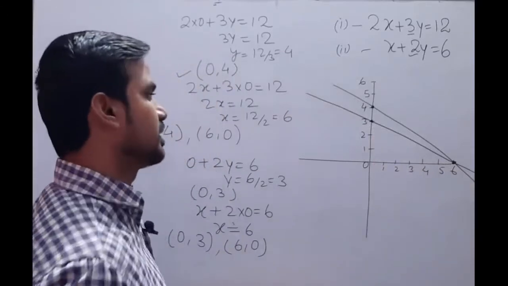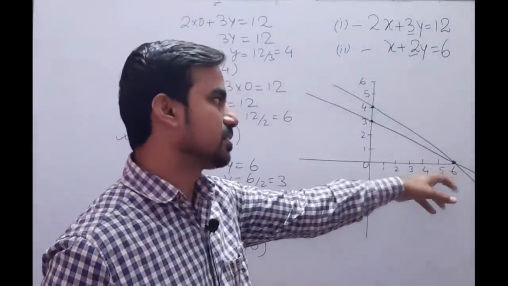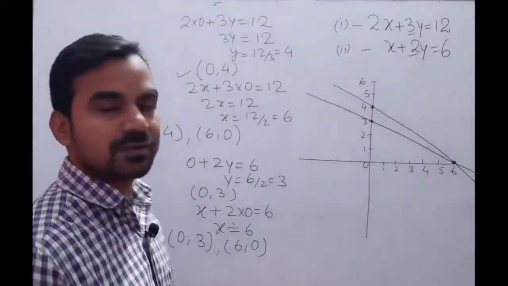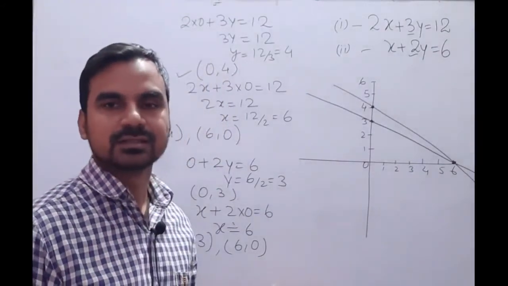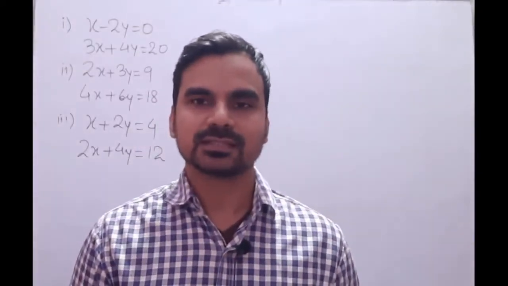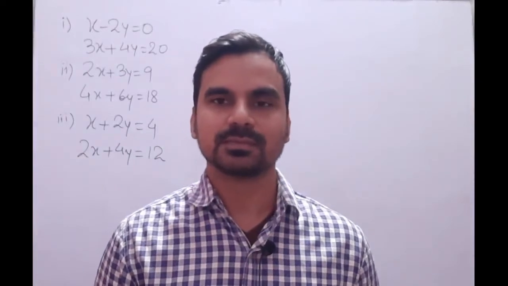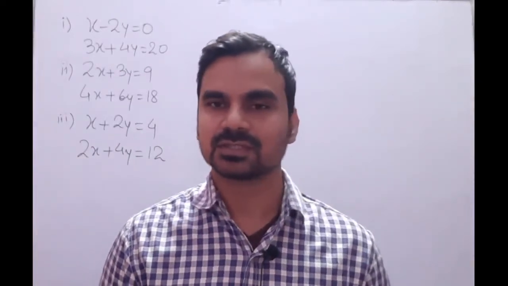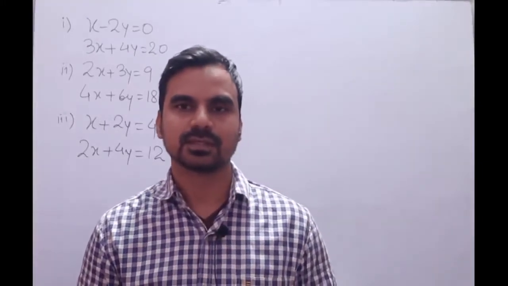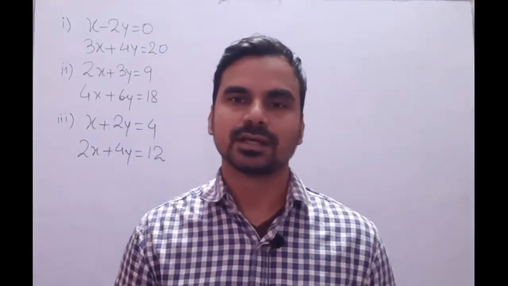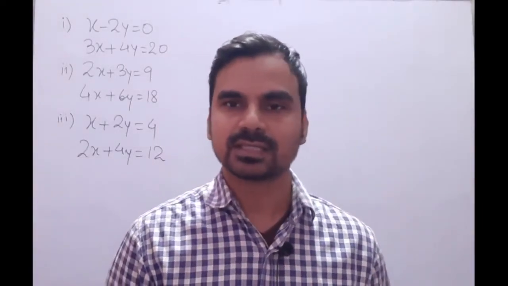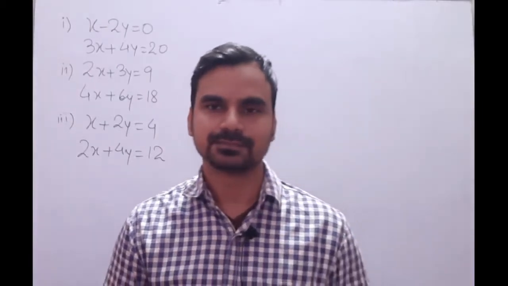Now you can see that these two lines are intersecting at this point. So in this way we can make the graph very easily, and we can get the solution as well. Students, if two lines are given, there might be three conditions. The first condition is that these two lines intersect each other. The second is that they coincide with each other, and the third is that they are parallel to each other.